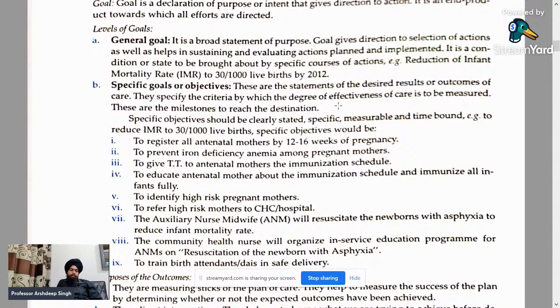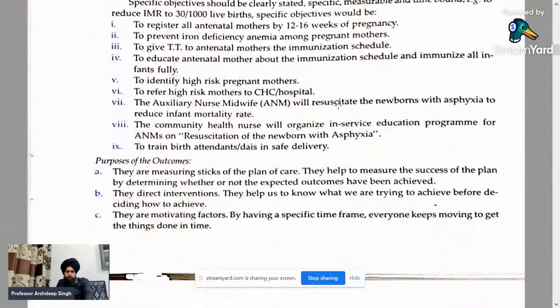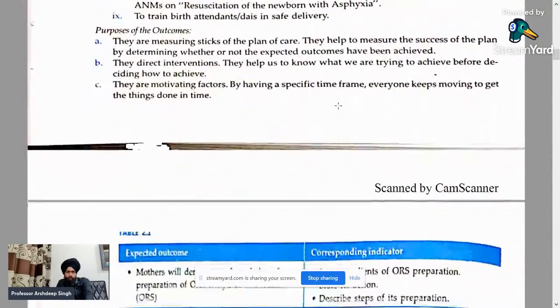It will include registering all antenatal mothers by 16 weeks of pregnancy to prevent iron deficiency anemia, and giving the TT injection to all the mothers according to the immunization schedule. This is how we will attain the objective of decreasing the IMR. This is how we specify different types of objectives, and that is also part of the nursing process. So these are the examples.